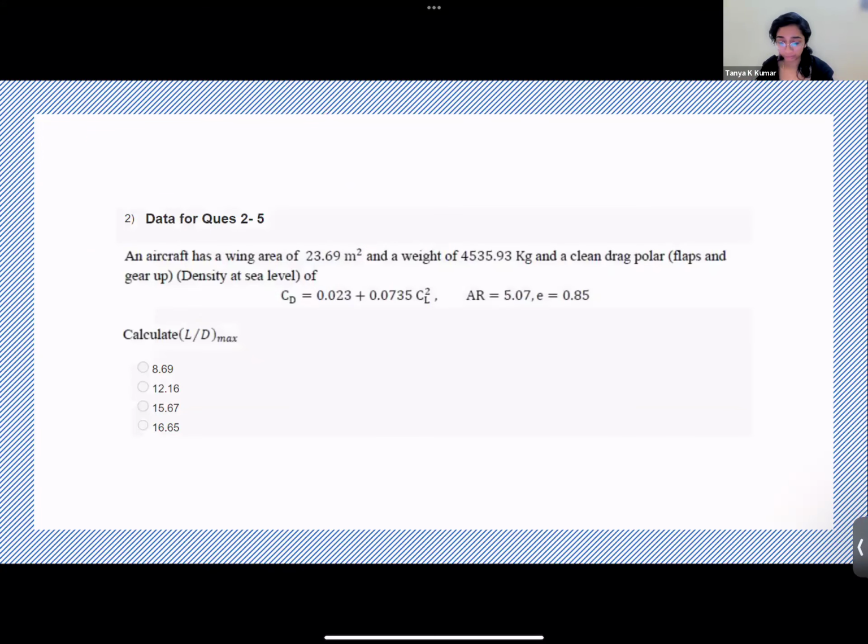Okay. Next question. An aircraft has a wing area of 23.69 meters square and weight of 4,535.93 kgs and a clean drag polar, the equation is given, CD equal to CD naught plus K CL squared. They've given you the aspect ratio and efficiency factor. Calculate L by D max. How will we go about doing this? Try doing this and then we'll solve it together.